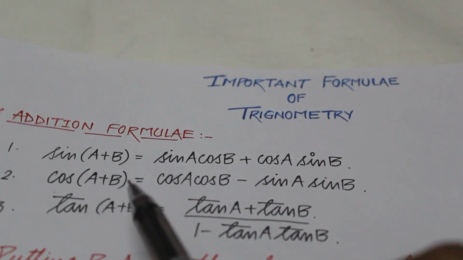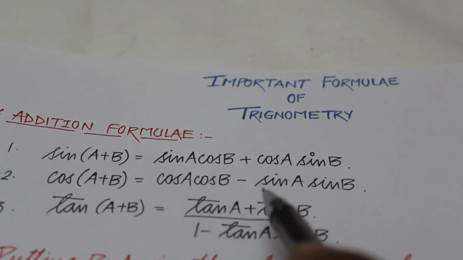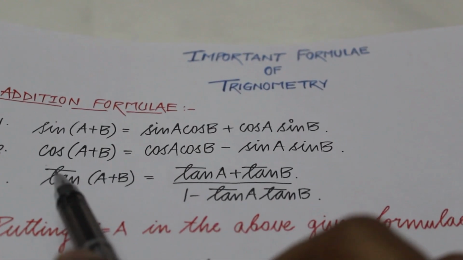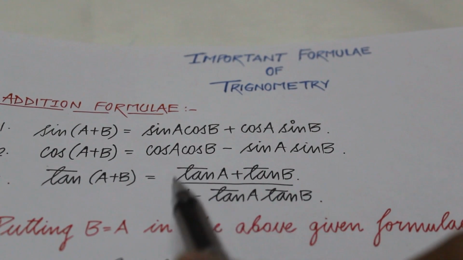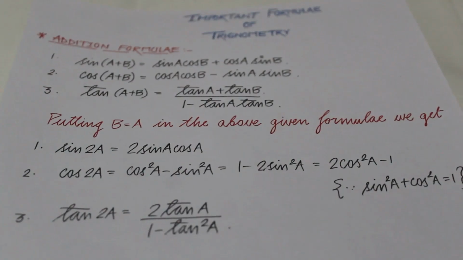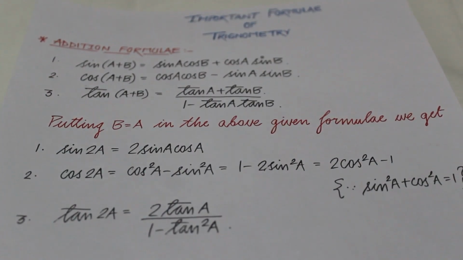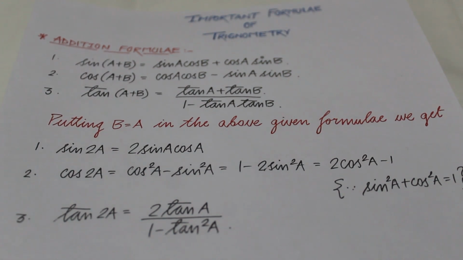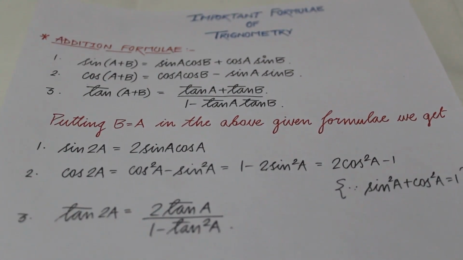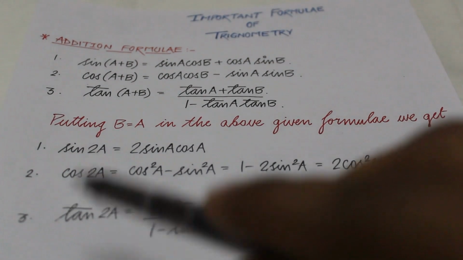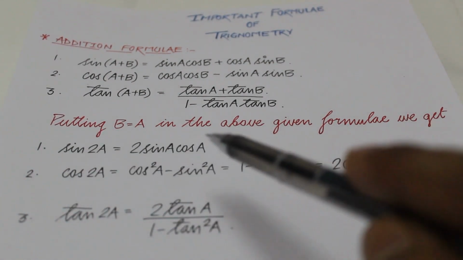Similarly, cos A plus B will be equal to cos A cos B minus sin A sin B, and tan A plus B will be equal to tan A plus tan B upon 1 minus tan A tan B. What if we put B is equal to A? It means we are considering both angles to be equal. A and B are basically angles, so we are considering both angles to be equal. Then if I put B is equal to A in the above 3 formulas, we'll get sin 2A is equal to 2 sin A cos A.